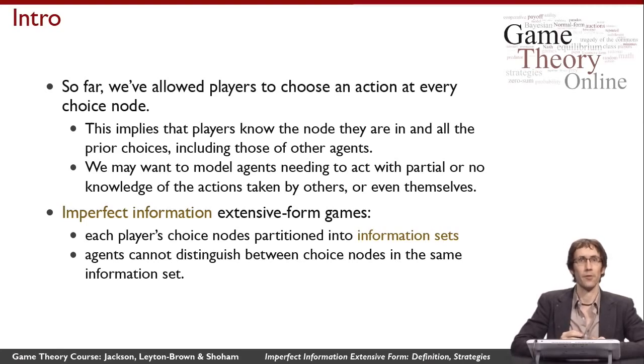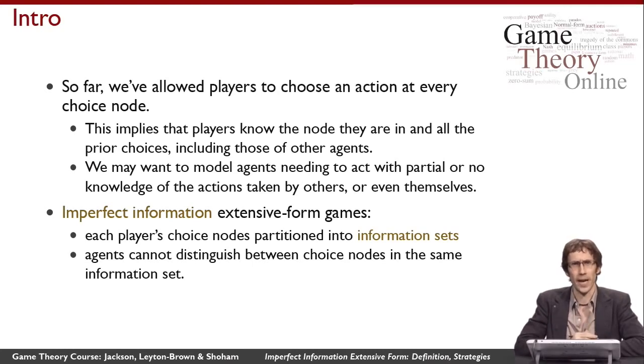So in the perfect information extensive form, we have a player take an action at every single choice node in the game. And a consequence of that definition is that we're saying that players know what node they're in all the time. And that means they know the whole history of all of the moves that have happened before in the game. This is reasonable for some games, like chess, where you really do get to see what your opponent does in every different move.